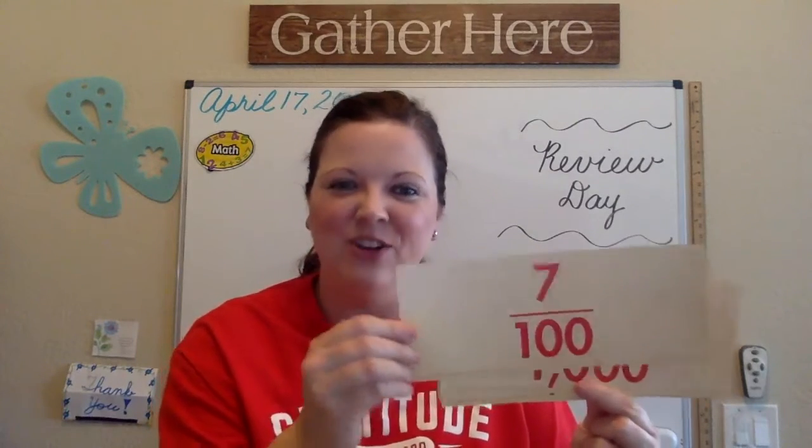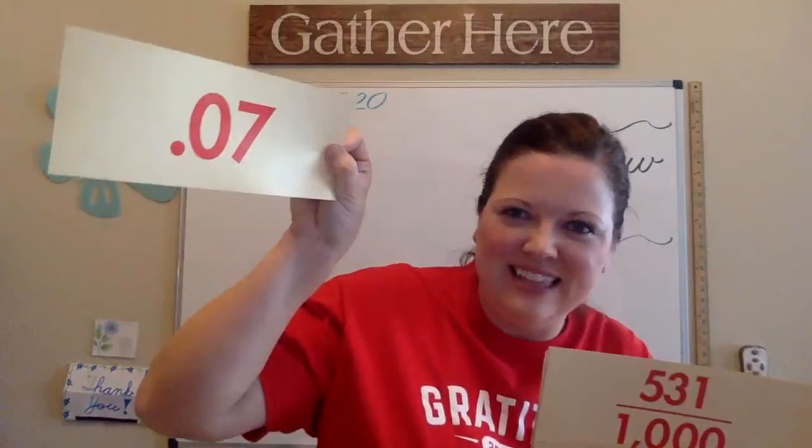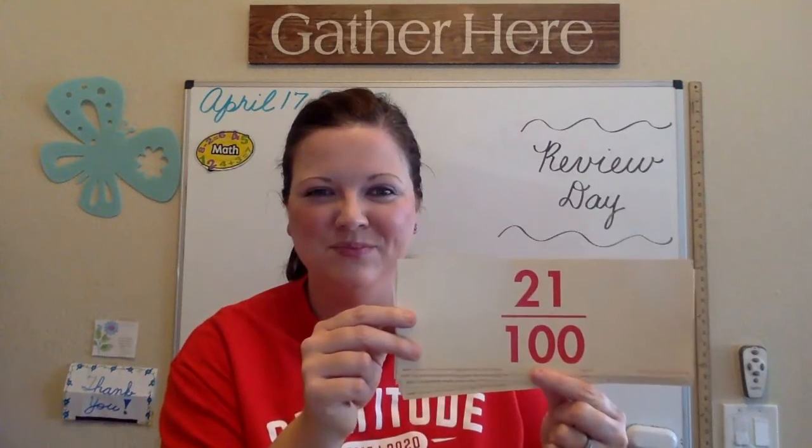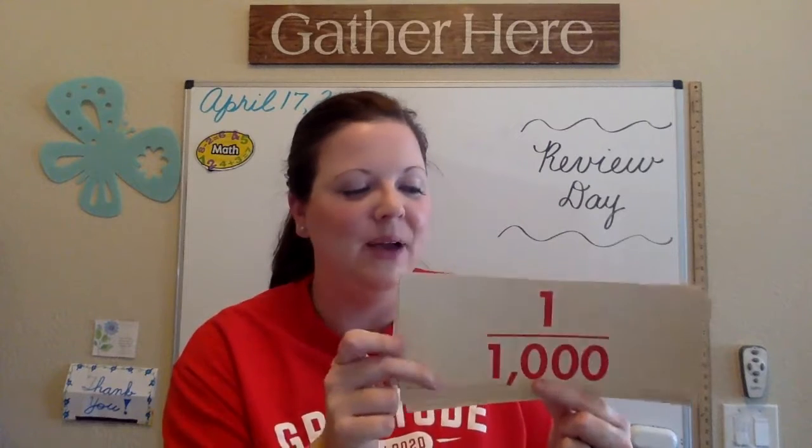0.531. 0.07. Remember, for this one, it looks just like this. We have to have 2 places behind the decimal because there's 2 zeros. 0.029. 0.21. 0.001. We have to have 3 places because there's 3 zeros down below.